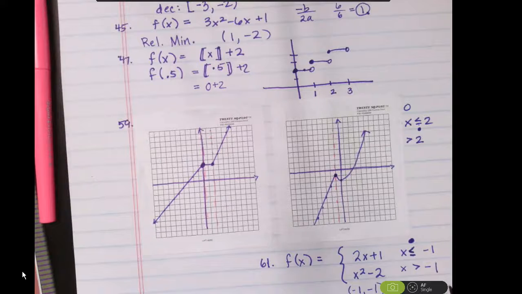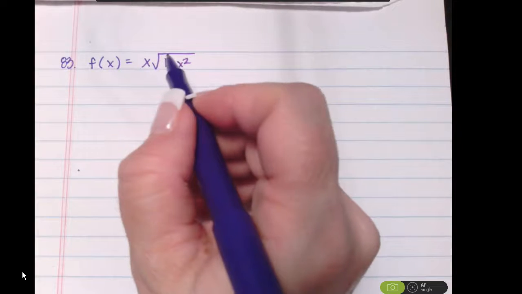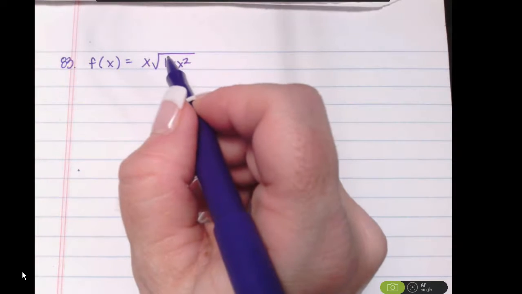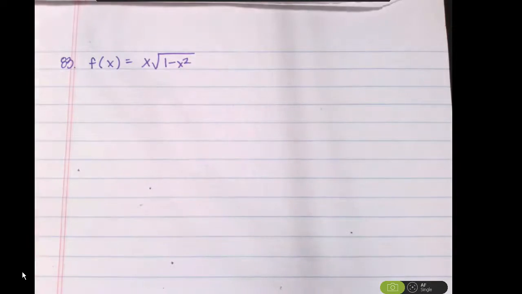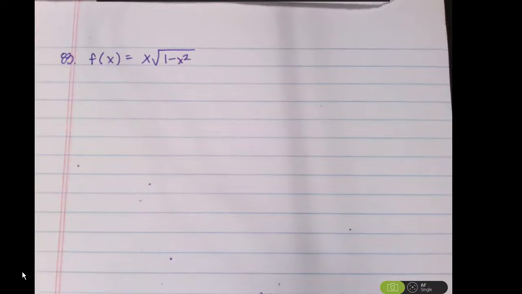Alright, next we have number 83. And for this one, I've got a nice big fat set of directions, so I'm going to make sure to see what is expected. For number 83, f of x equals x times the square root of 1 minus x squared. And I've got to determine algebraically if the function is even, odd, or neither. And then I want to check graphically by using my calculator, and then I want to look at the table feature to compare f of x and f of negative x.